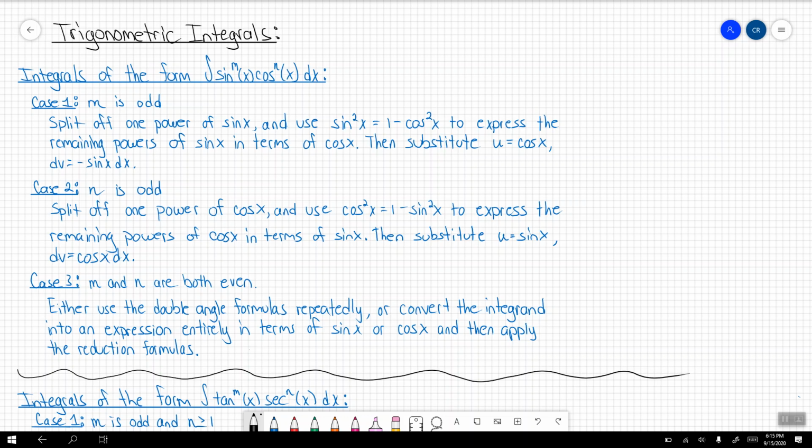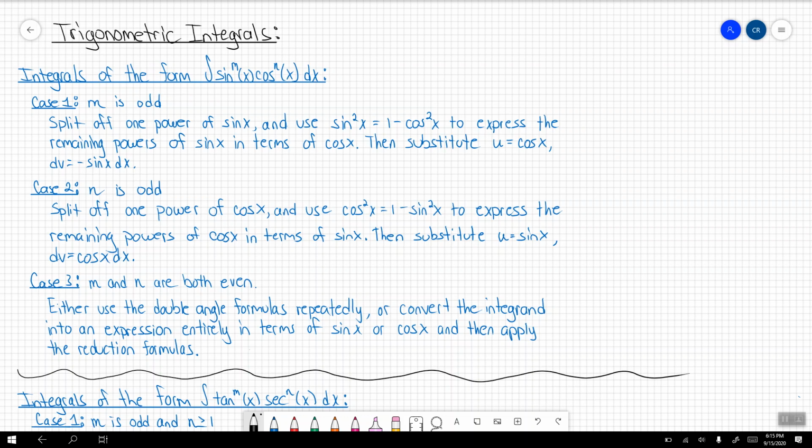We're going to be looking at trigonometric integrals. Now, these trigonometric integrals are going to be of the form, as you see on screen here, sine to some power times cosine to some power of x. Depending on what the powers are for either sine or cosine, it's going to lead us into a different path to evaluate that specific integral.